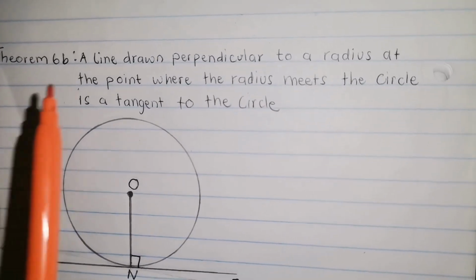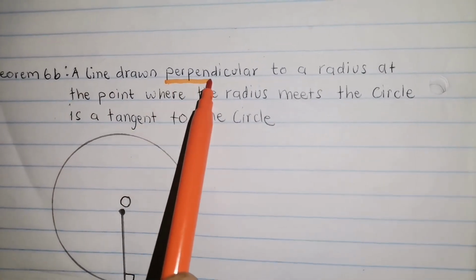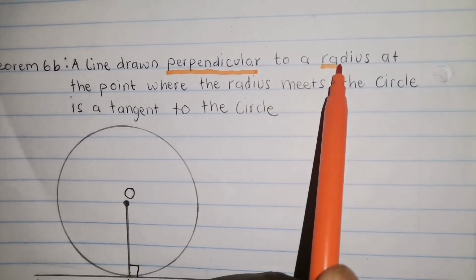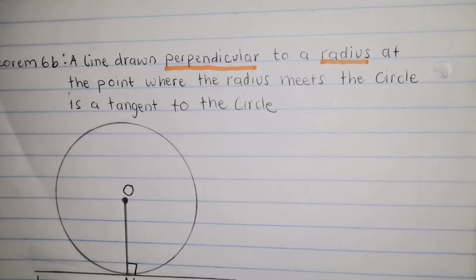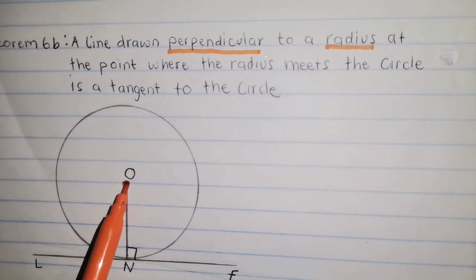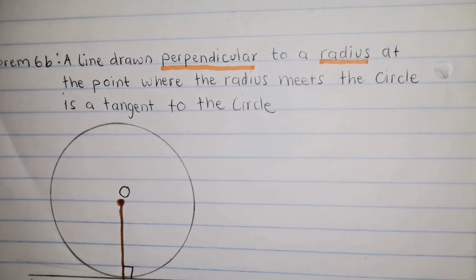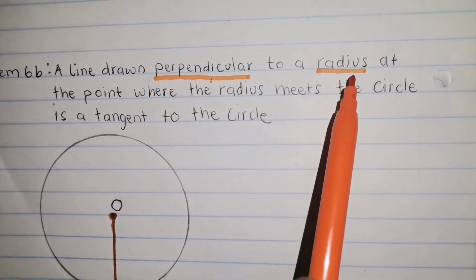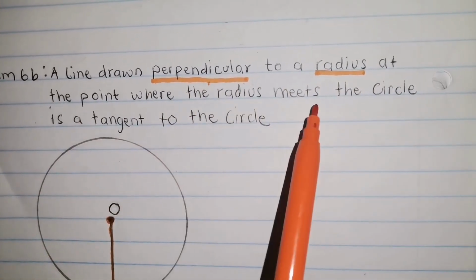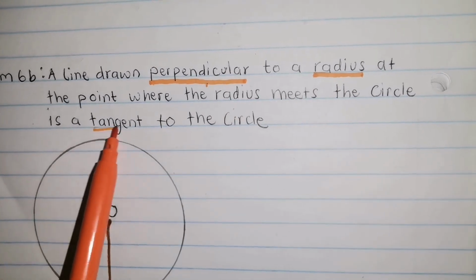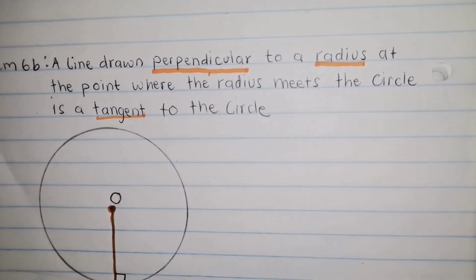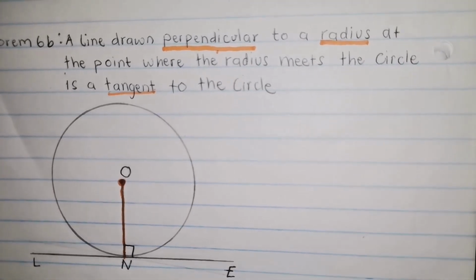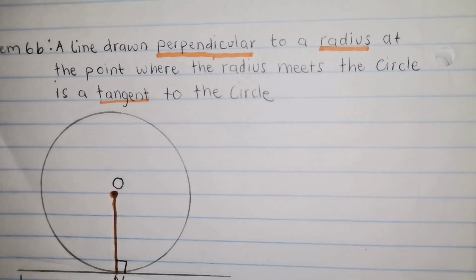Let's explain the theorem. A line drawn perpendicularly. Now they tell you there's a line drawn perpendicularly to a radius. I have already explained what a radius is. This is our radius. A line drawn perpendicular to a radius at the point where the radius meets the circle is a tangent to the circle, meaning that there is a particular line that is perpendicular to the radius at the point of contact. That line is a tangent. Which line?